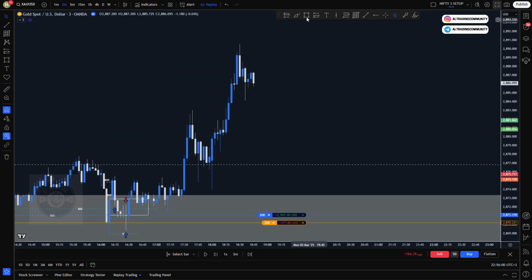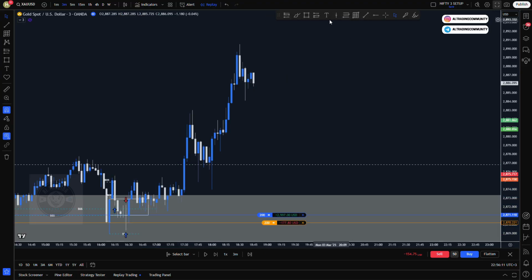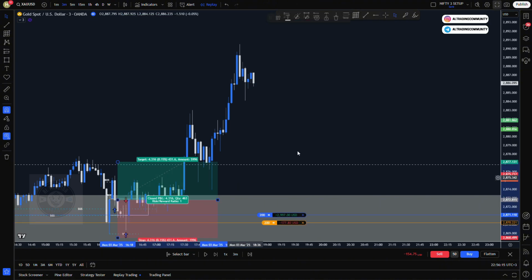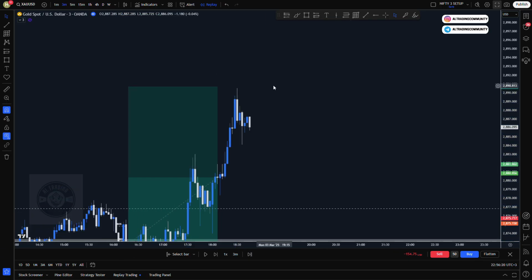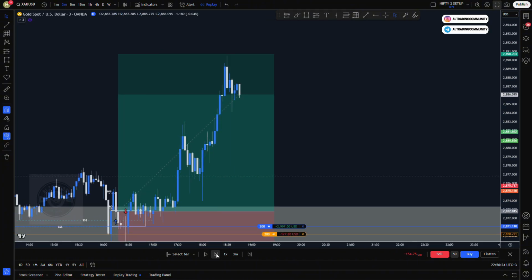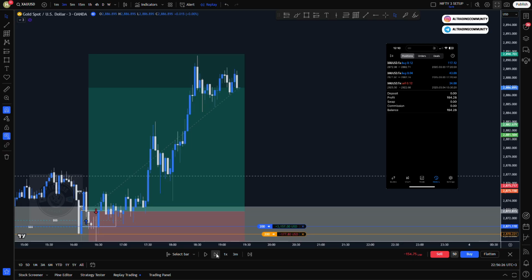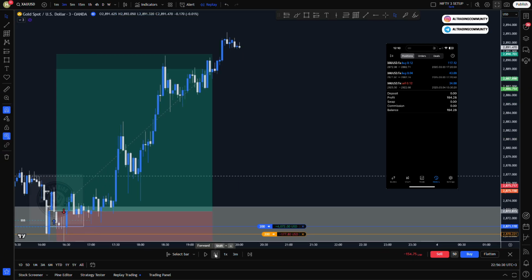So this was my entry, putting my stop loss below that level. And I was able to capture this particular area. I'm going to show my executions as well. And then again, the market went up. On one of my funded accounts, I took one small trade as well.